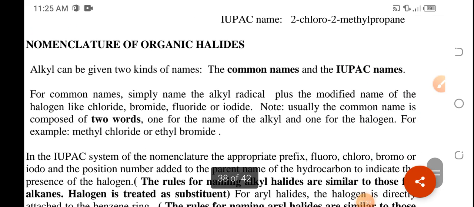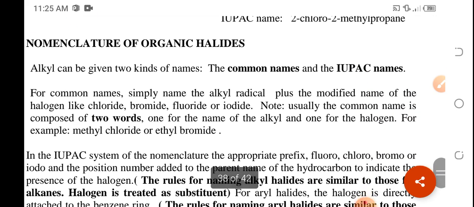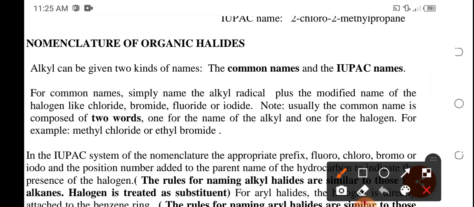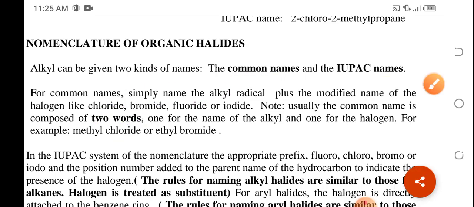Now for the nomenclature of organic halides, we have two types. It could either be common name or IUPAC. But take note that the common name is only applicable for simple alkyl, and it would usually be composed of two words: the name of the alkyl plus the name of the halide. So ulitin natin, this is only for simple alkyl.